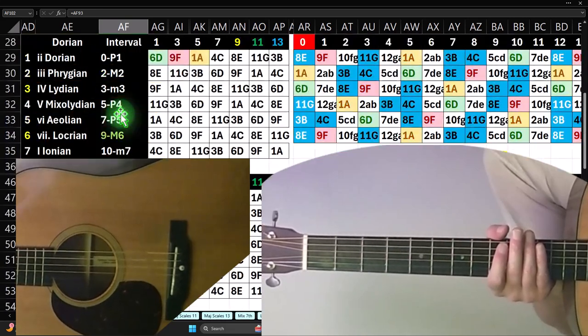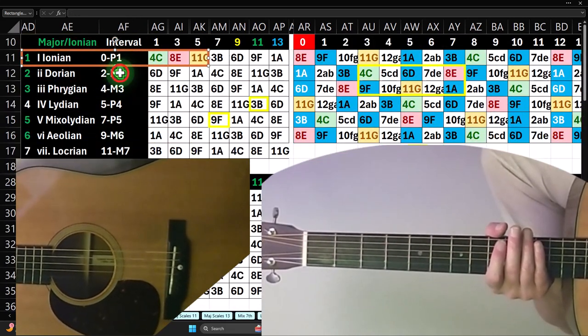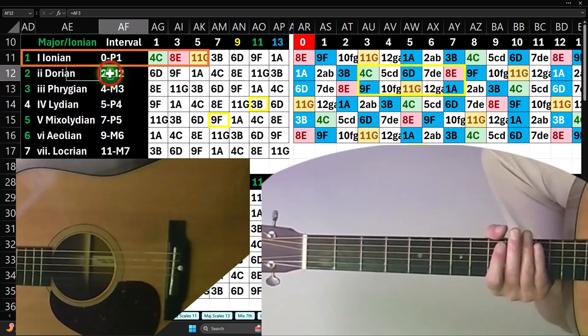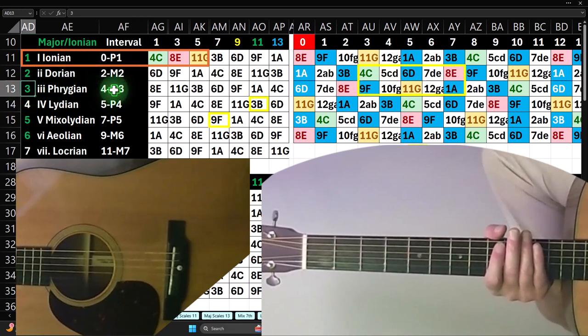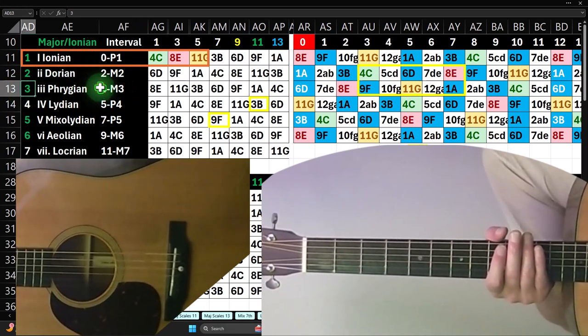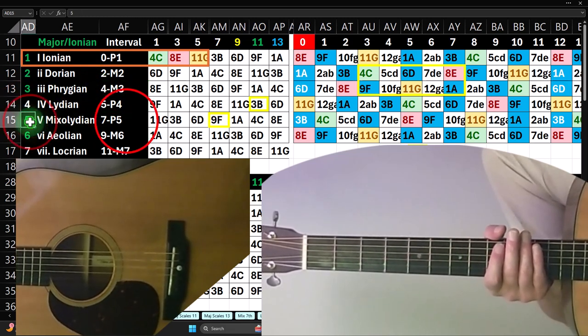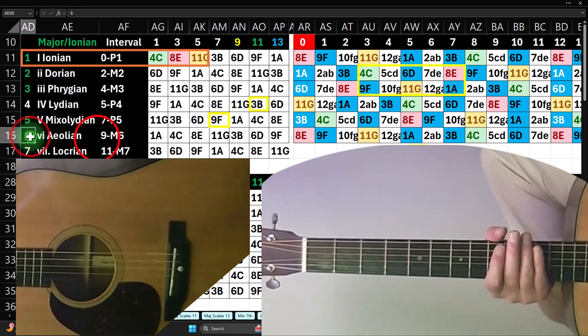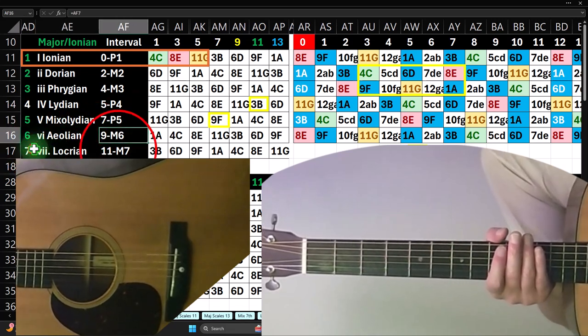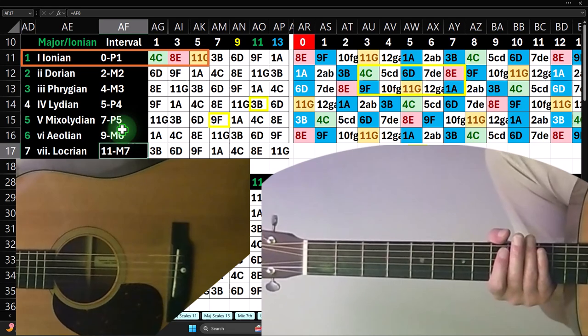Except for the one that we're on here, which is the second. So in the major scale, I have a perfect first, a two note away major second, a four note away major third. On the fourth, it's a five note away perfect fourth. On the fifth, it's a seven note away perfect fifth. On the sixth, a nine note away major sixth. On the seventh, it's an 11 note away major seventh.